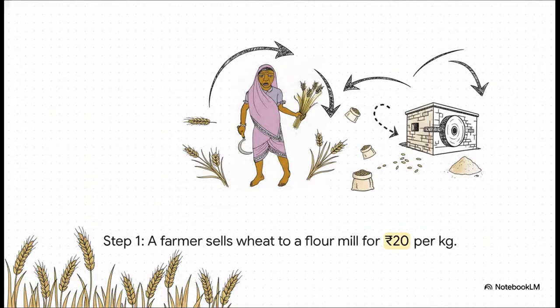All right, so our story begins with the farmer. The farmer is part of what we call the primary sector. This involves anything that comes from nature, like agriculture. Now, this farmer grows wheat and sells it to a flour mill for, let's say, 20 rupees per kilogram. So, at this first step, 20 rupees of value has been produced.